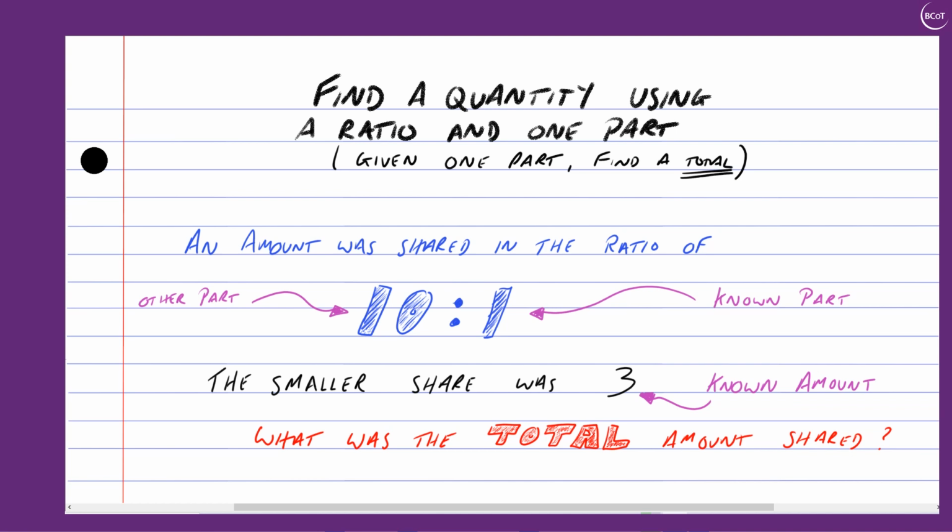So one example here, an amount was shared in the ratio of 10 to 1. The smaller share was 3. What was the total amount shared? So here 3 is the known amount, and because it's the smaller amount, it goes with the smaller part of the ratio, which is 1. So we need to find out what the 10 part's worth, as in how much stuff that 10 is worth, and then we add them together and find the total amount.